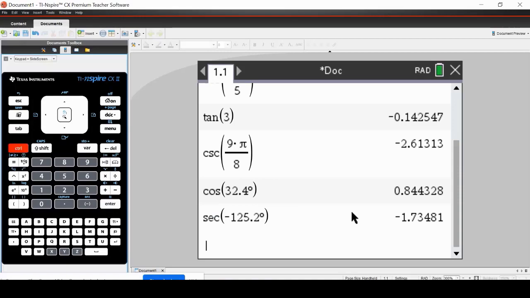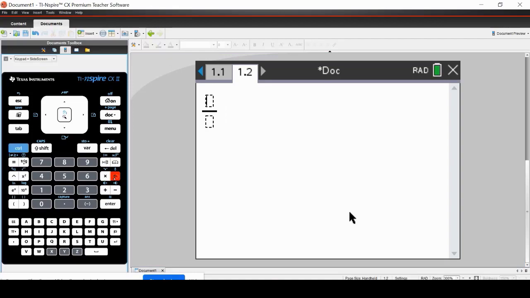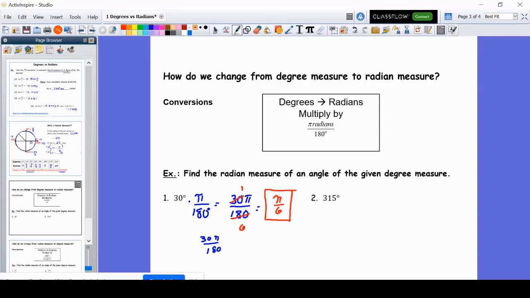Let's put in a new page just so we have a separate page for this new thing. I'm going to use a fraction template. I'm going to put 30 over 180 without my pi. If I hit enter, it reduces my fraction to 1/6. And all I have to do is remember to put pi back in the top. So it reduces it to 1/6, and I have to remember to put pi back in the top. I now have my angle in radian measure.